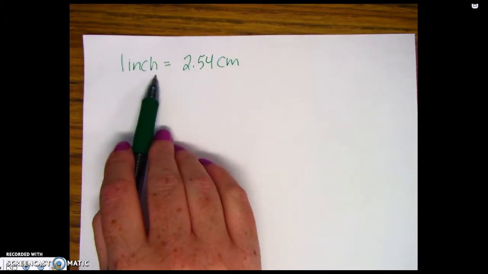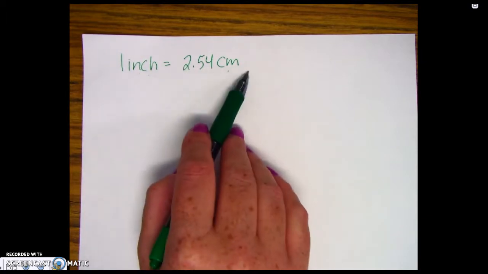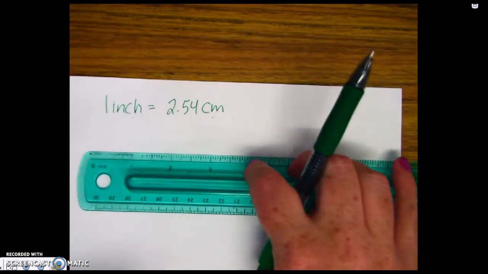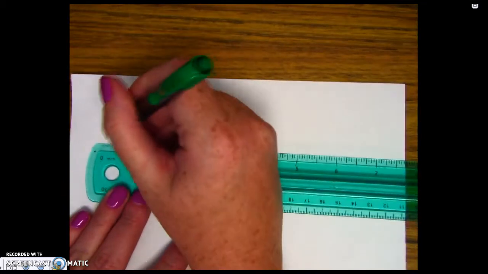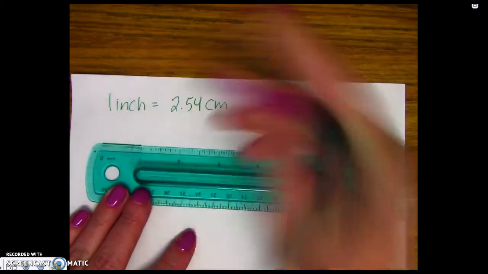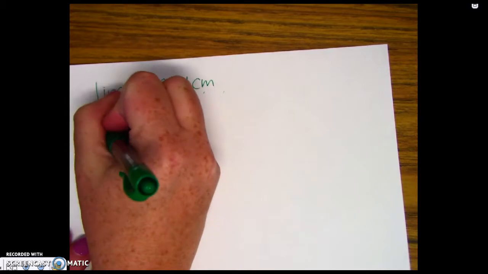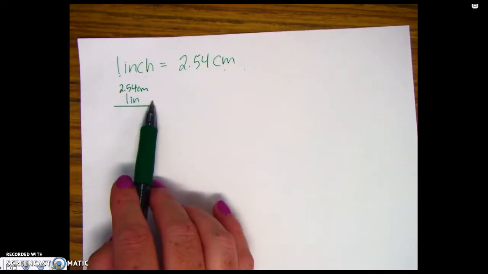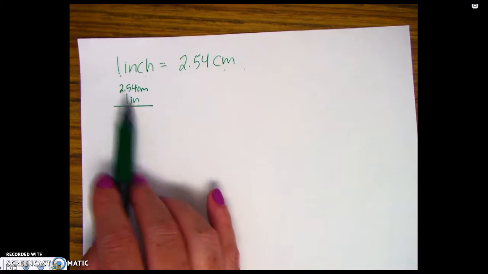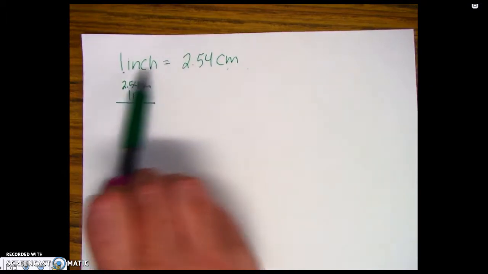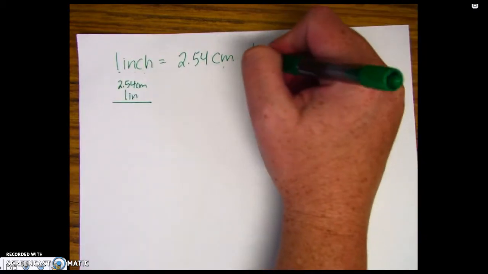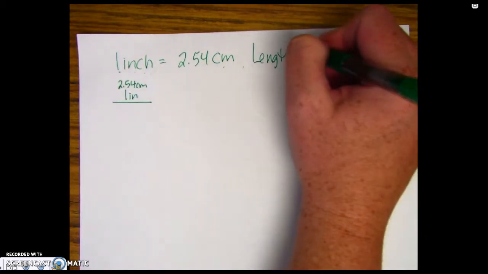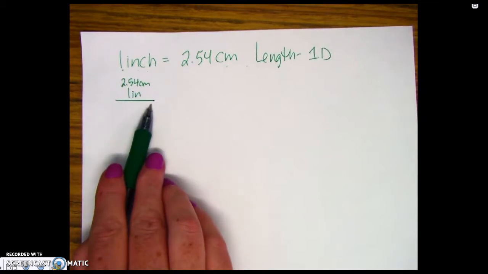So for every inch I have 2.54 centimeters. If I just think about this ruler, this is 1 inch right here. This 1 inch is also equivalent to 2.54 centimeters. So I can measure in centimeters or I can measure in inches. This is a one-dimension length. It's a distance. The distance from here to here is 1 inch.